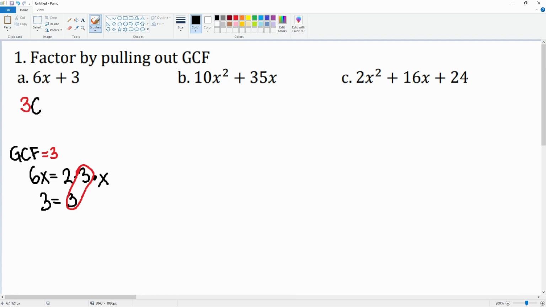What is left from the 6x is a 2 and an x, so we write 2x here. We bring down that plus. What is left from that 3 here is just a multiply by 1, so it's just a 1 here.